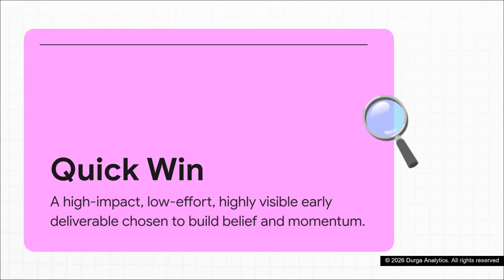But here's the catch. A pilot is really only as good as the quick wins it delivers. We define a quick win as an early deliverable that is high impact, low effort, and highly visible. It is deliberately chosen for one reason: to build belief and momentum among your stakeholders. As a governance lead, you have to actively dodge pilots that are huge, invisible, or require input from way too many teams.